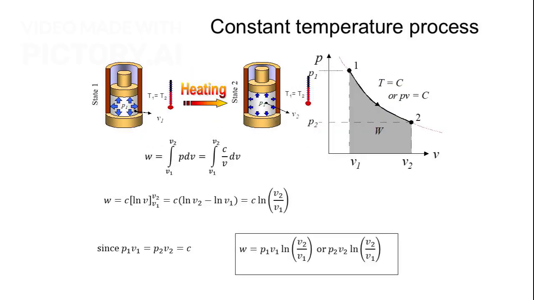Continuing with the constant temperature process, we use the ideal gas law to express work done as a function of volume change. This equation helps us understand how energy is transferred during heating when temperature is constant.